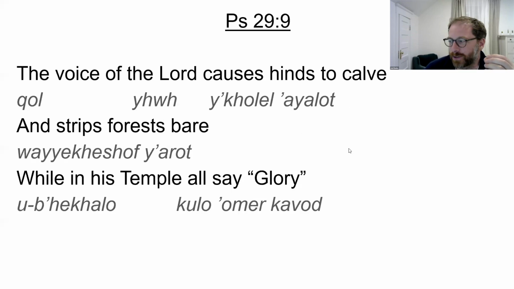The voice of the Lord here again in 29:9. This is our last voice of the Lord verse. The voice of the Lord causes hinds to calve. Hinds are like deer, and strips forests bare. And I'm gonna stop there, and I'll read the next line in a second. Right. So we've had all this geographical imagery, right? The wilderness, the waters, the mountains. Now we get animal imagery to go along with it.